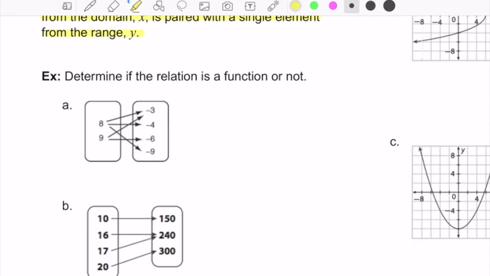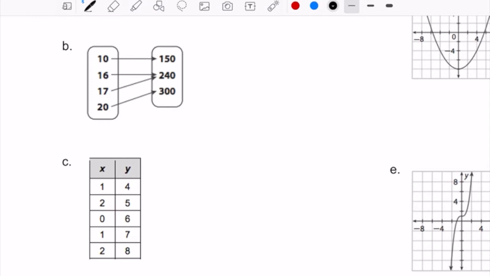When we're looking here in this first example to determine if the relation is a function or not, you want to look at the x's and see if there's an input x that gets paired with two different y's. So here in this first example A, we can use the 8 as our example. 8 is paired with -3, and then 8 is also paired with -4, and then it looks like 8 is also paired with -9. And so here we can determine that for this one, no, it is not a function because there is an element of the domain that is paired with more than one element from the range.